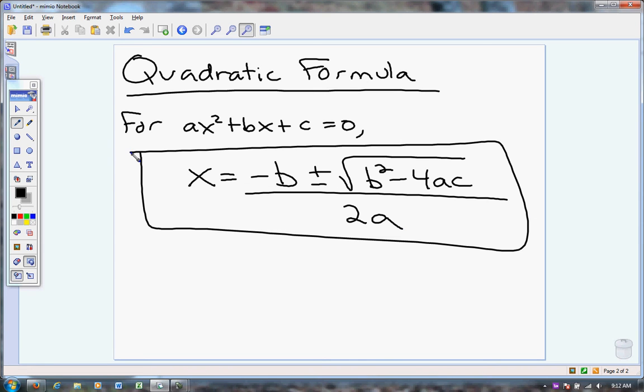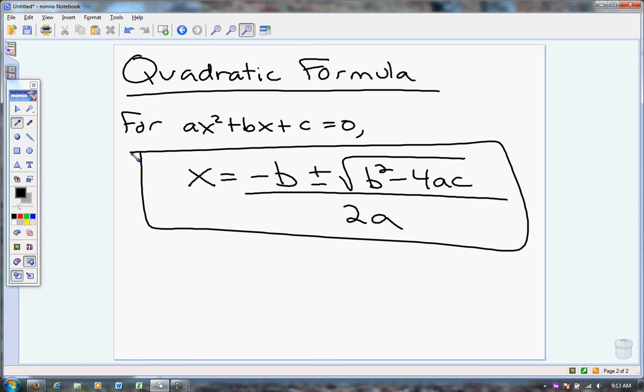And yes, you will use it enough. You will need to get it memorized. But if you start every problem with it that way, you'll have it memorized in no time. Okay? Negative b plus or minus the square root of b squared minus 4ac all over 2a.